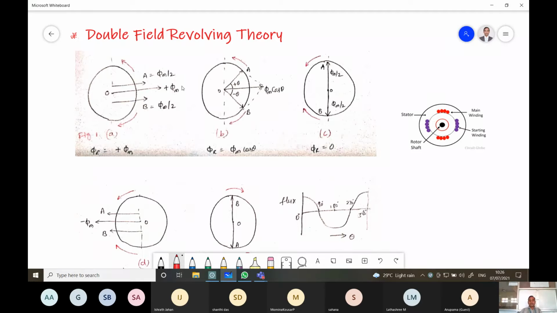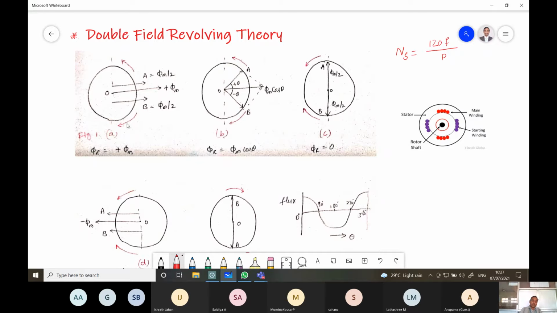Accordingly, an alternating sinusoidal flux can be represented by two revolving fluxes. So this is one revolving flux and this is another revolving flux, each equal to half the value of the alternating flux and each rotating synchronously. So what is the synchronous speed equation? Ns is equal to 120 F divided by P. Right? So both are at synchronous speed in opposite directions.